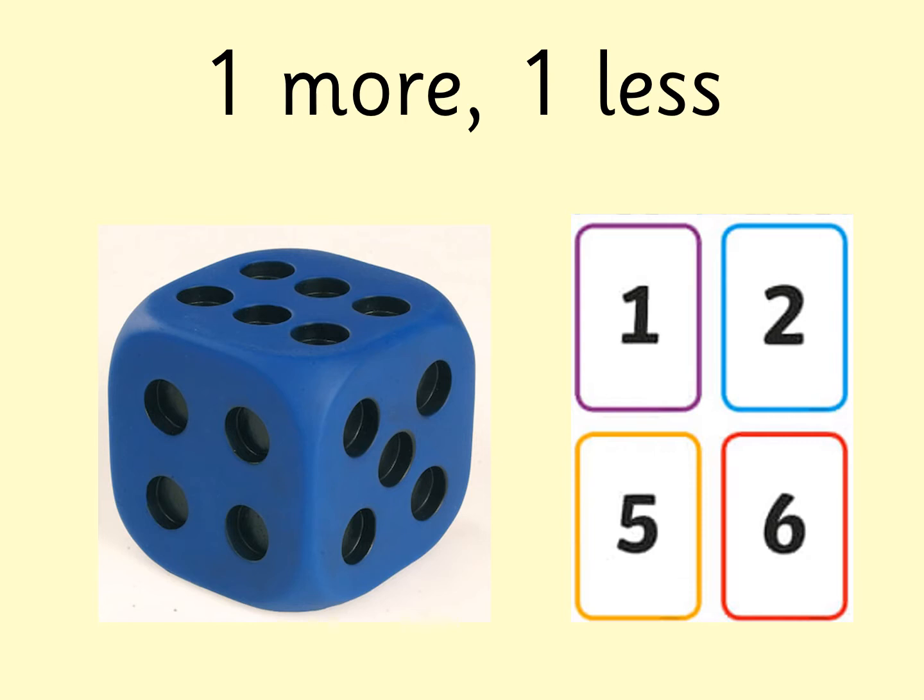To do this next activity, you will need your digit cards, numbers 1, 2, 3, 4, 5 and 6. Pause the video whilst you get them ready. I am going to show you the side of a dice. The first thing you need to do is find that number on your digit cards. The next thing you need to do is to find one more than that number and one less than that number on your digit cards. Are you ready? Pause the video if you need a bit more time.